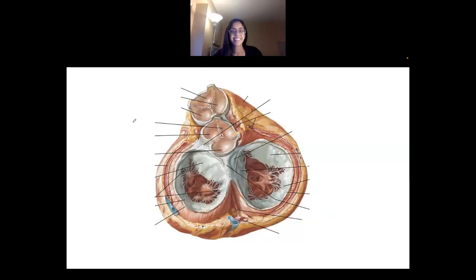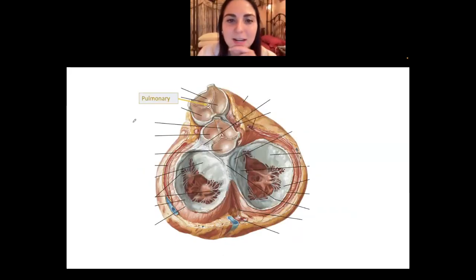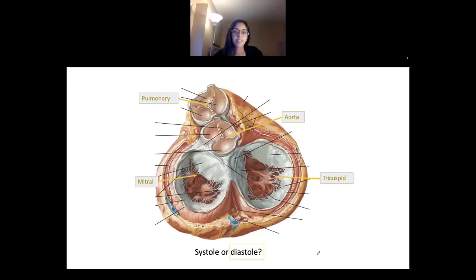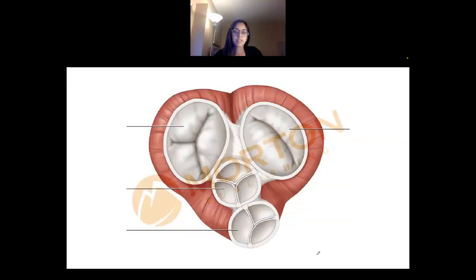I just reversed the order of the heart. Well, not reversed it, but I changed it a little bit. And then same thing, everything's in the same order. So now is this heart in systole or diastole? Diastole. Good, because the mitral and tricuspid are open, aortic and pulmonic are closed.